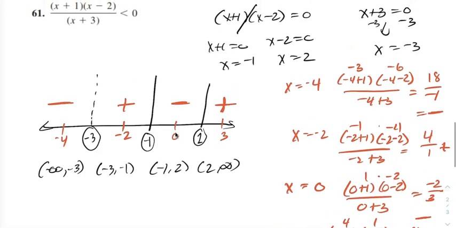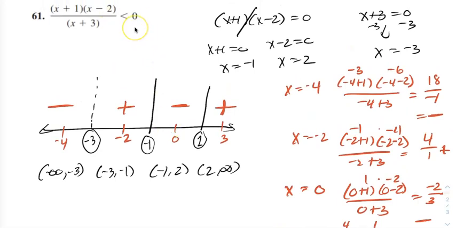Now the question here was, where are we less than 0? So again, where are we negative? And we're negative here, which is this answer, and here, which is that answer. So those are my answers. Negative infinity to negative 3, union negative 1 to 2.